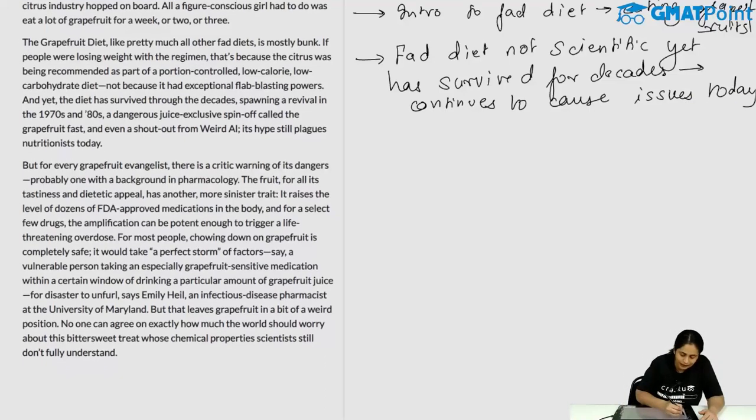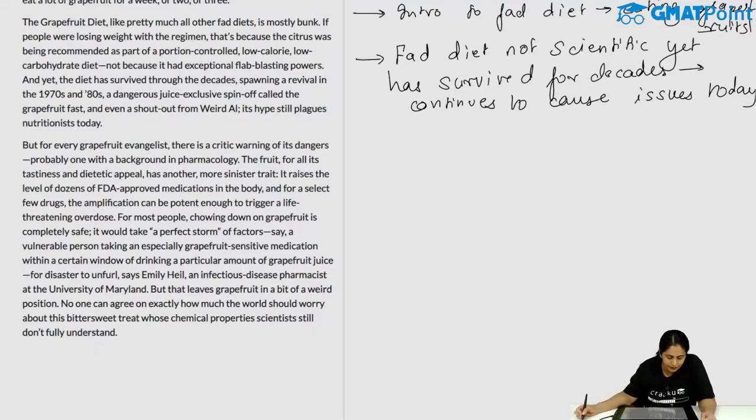Now let's take a look at the last paragraph. But for every grapefruit evangelist, there is a critic warning of its dangers, probably one with a background in pharmacology. The fruit, for all its tastiness and dietetic appeal, has another more sinister trait. It raises the level of dozens of FDA-approved medications in the body. And for a select few drugs, the amplification can be a potent enough trigger to trigger a life-threatening overdose.